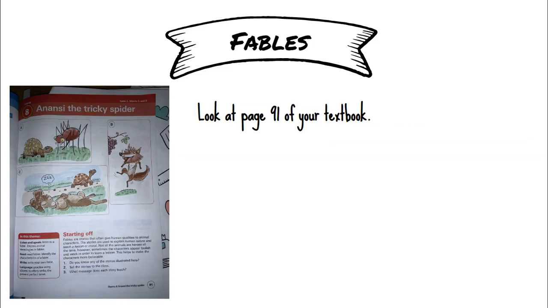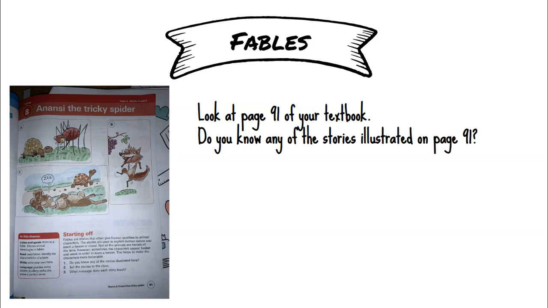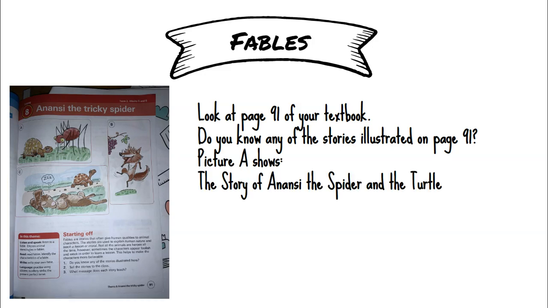If you look at page 91 of your textbook, you'll see that there are 3 pictures with a little bit of writing on the bottom. They ask you, do you know any of the stories illustrated on page 91? Some of them you may know, some of them you may not. Picture A shows a character which we are going to meet, and that is Anansi the spider. And it shows the story of Anansi the spider and the turtle.